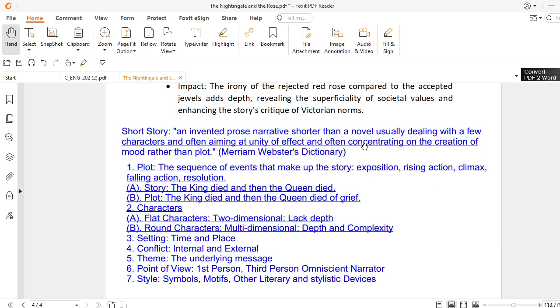The second thing is shorter than a novel. I would like to add one thing more here. The first genre is the novel, the biggest and largest genre. After the novel comes the novella. What is a novella? A novella is shorter than the novel, but larger than a short story. And the third is the short story, which is shorter than a novella. So there are three things: the novel, the novella, and the short story.